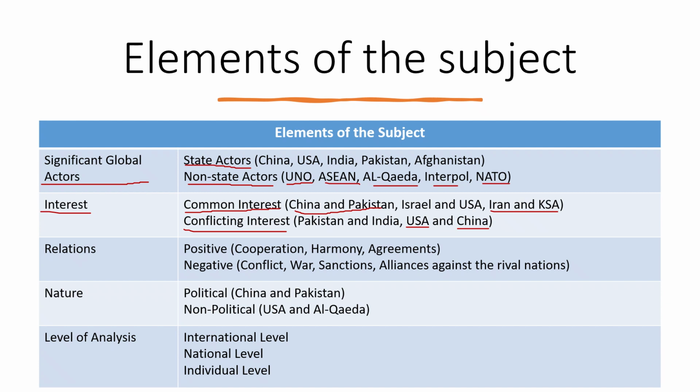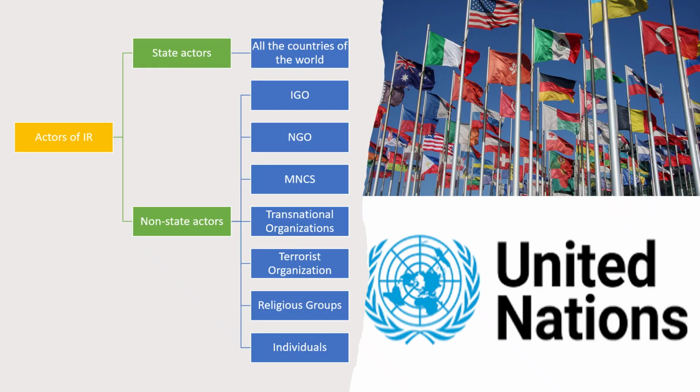So this was the detailed study of the definition of international relations and the elements of the subject. I hope it makes sense now. So we have studied the elements of international relations. Students, the significant global actors of international relations. This is a very important topic of the subject, and I believe that we should study the actors of IR in detail. In the previous slide, I explained the actors of IR can be divided into two: state actors and non-state actors. Now we're going to study the types of the state actors and the non-state actors.